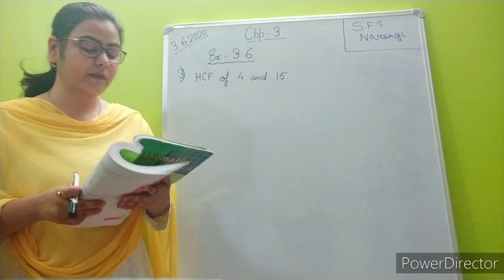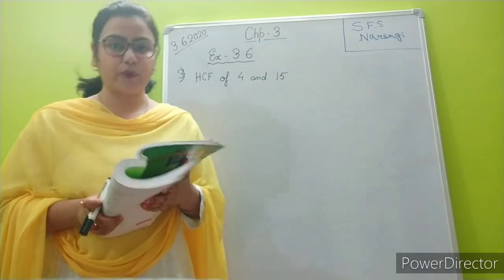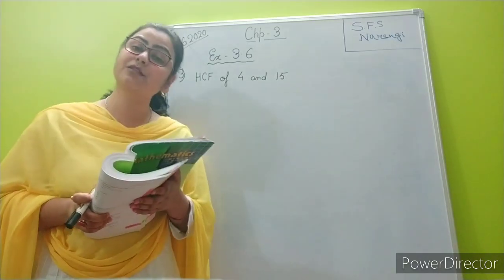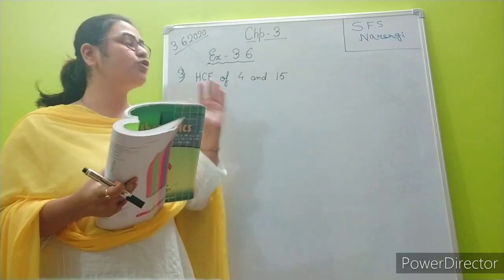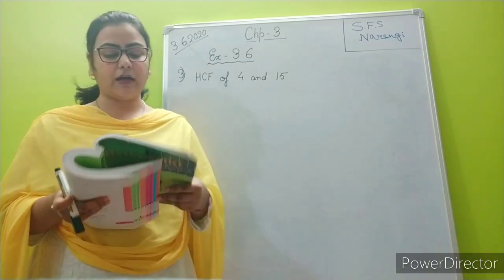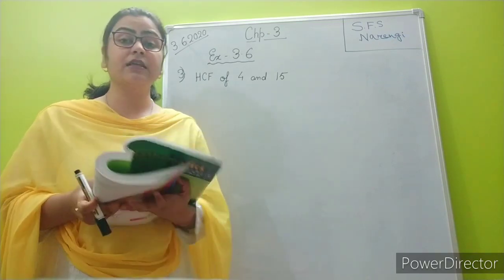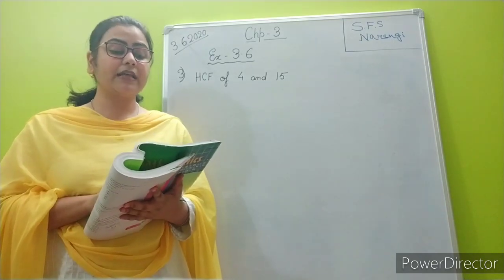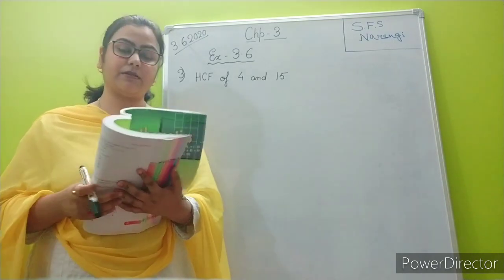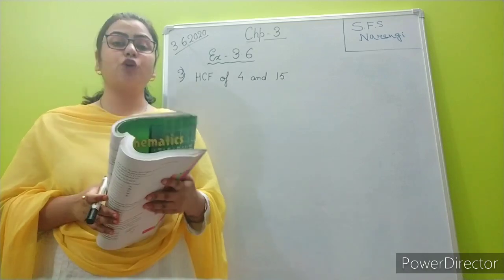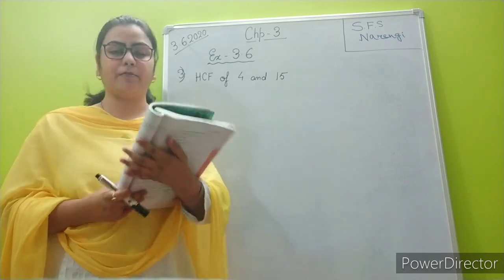Now you see, if you read the question, you will find the answer in the question itself. We don't even need to do the sum to find out the answer for this. See the first line very properly. HCF of co-prime numbers. Now, I already taught you the definition of co-prime numbers.